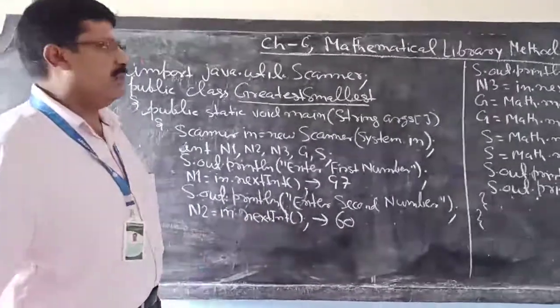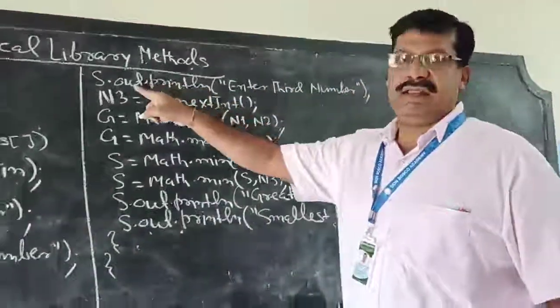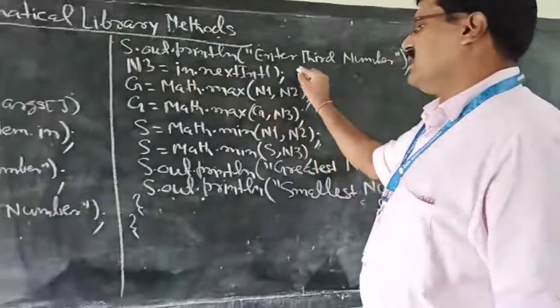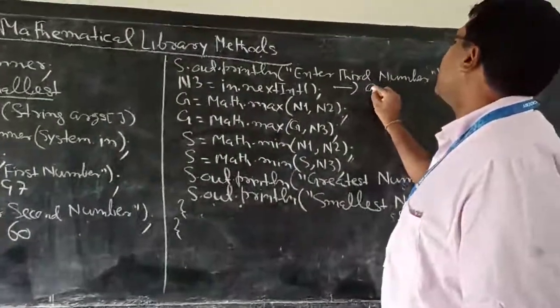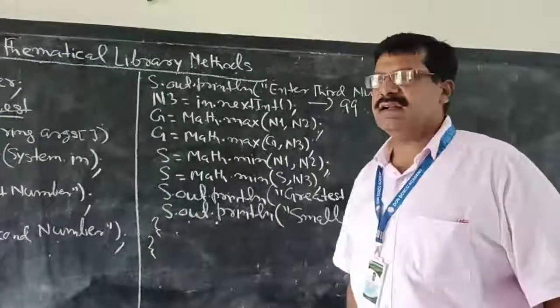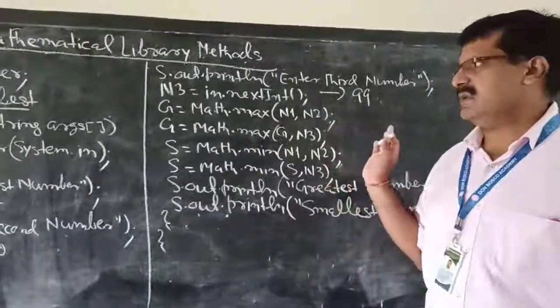Now input the third number. System.out.println enter third number, n3 = in.nextInt(). Suppose the third number we have entered is 99. So we have entered all the 3 numbers.